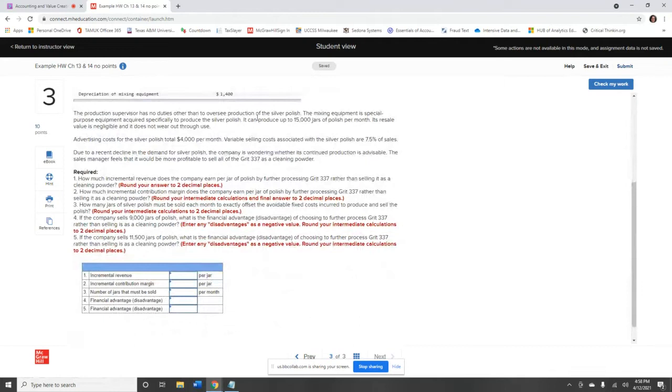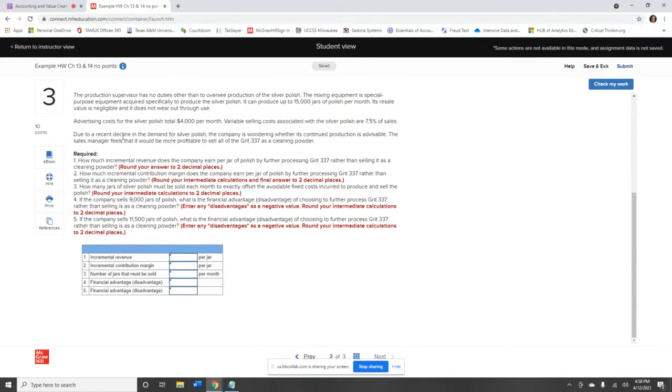We do have some advertising costs, so that would be a fixed cost that could go away if we quit making silver polish. Variable silver selling costs are 7.5% of sales. There's a decline in demand for silver polish, right? People don't buy as much silver as they used to, that's for sure. So maybe it's more profitable to just sell grit and stop selling sparkle. Is that a good idea or not?